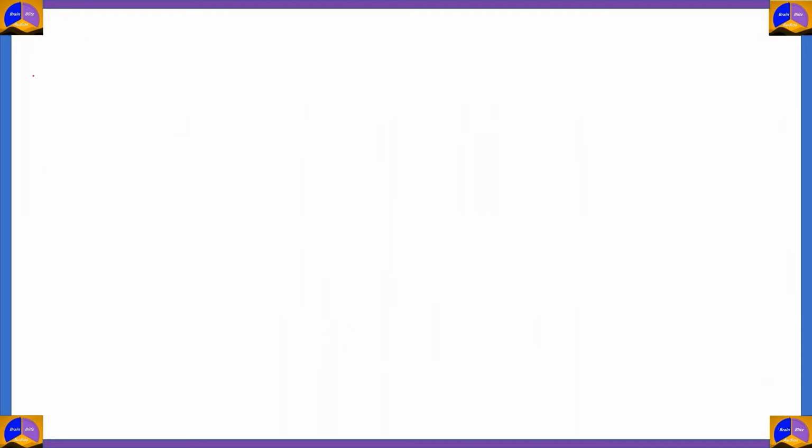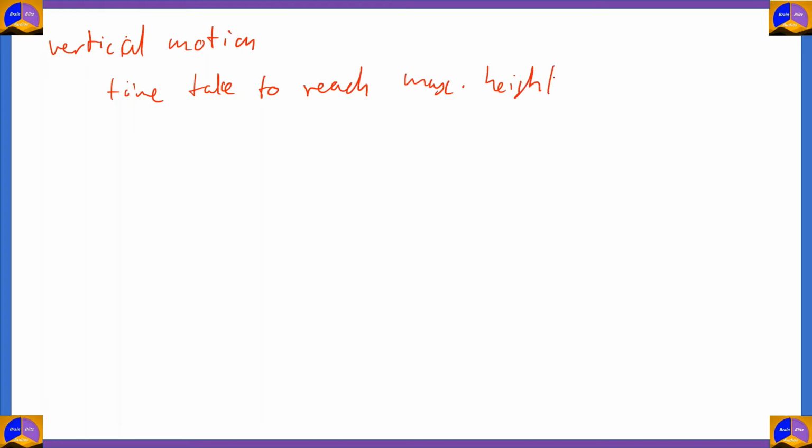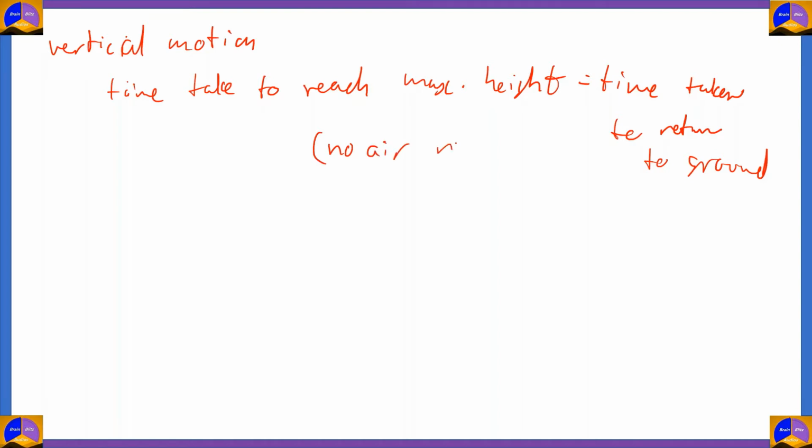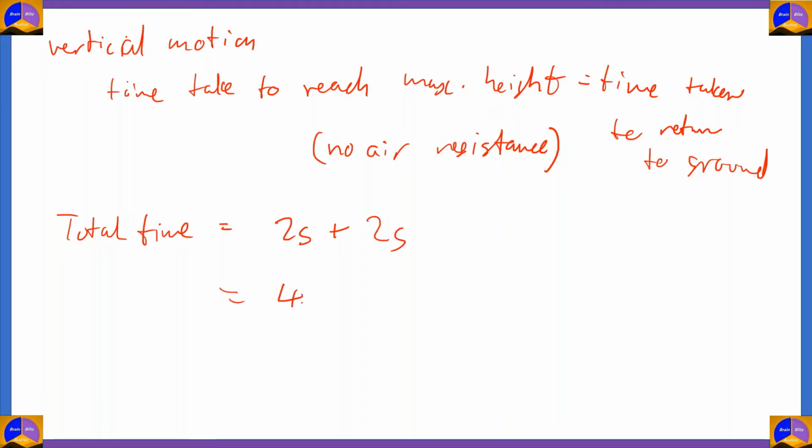And for vertical motion, the condition for time is like this: the time taken to reach maximum height is equal to the time taken to return to the ground from the maximum height. In this condition we do not consider air resistance. So without air resistance, the time taken to reach maximum height will be equal to the time taken to return to the ground. So total time will be equal to time taken to reach maximum height, that is 2 seconds, plus time taken to return to the ground, which is equal to the time taken to reach maximum height. So that is again 2 seconds. So our total time is 4 seconds.